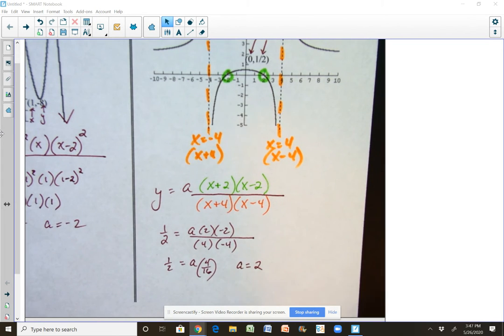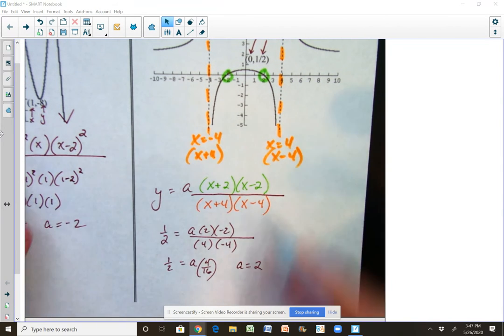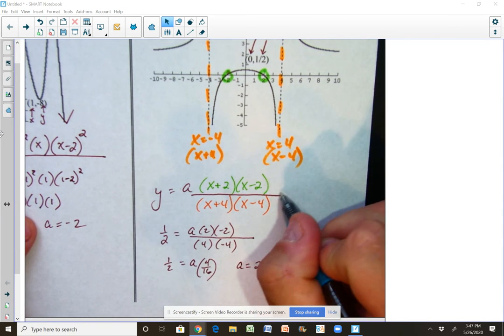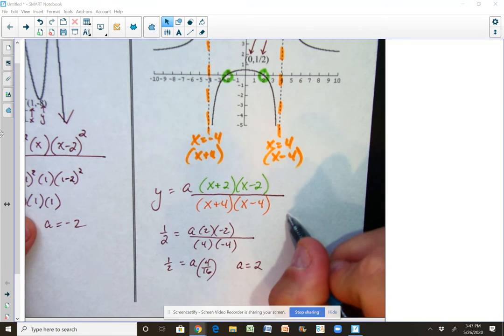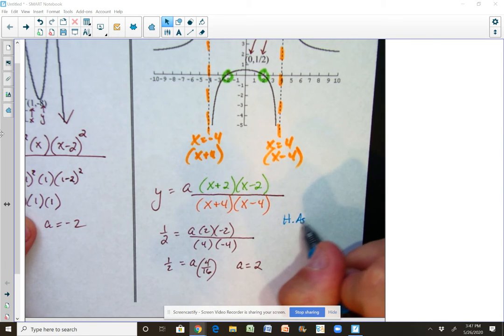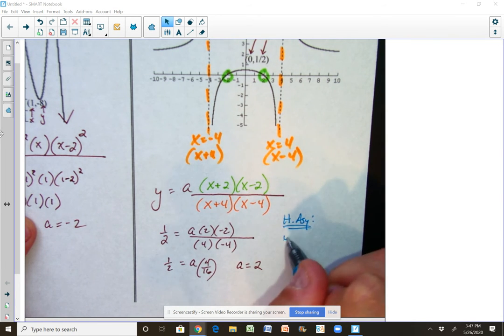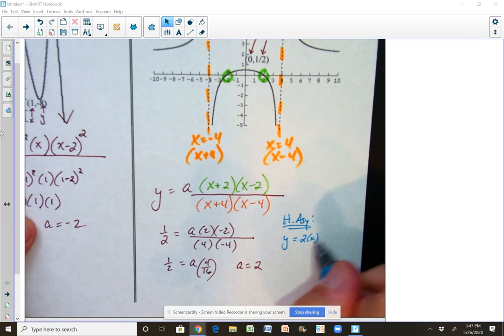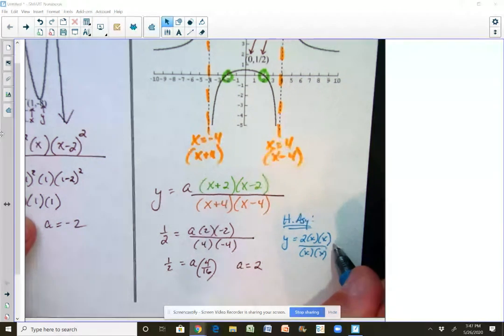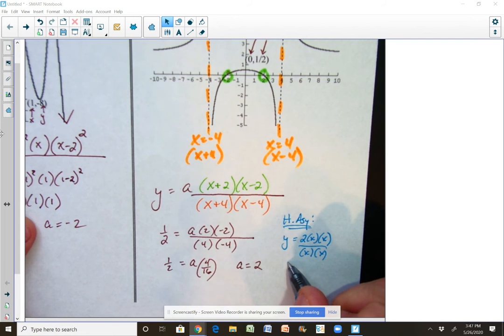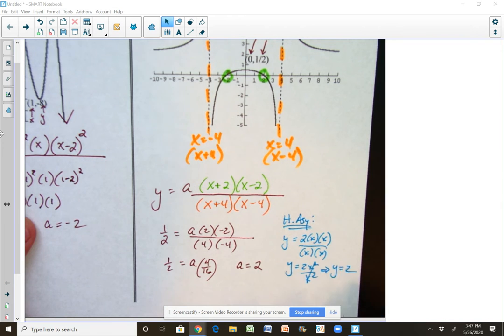Now, if you look at the leading terms for this, let's go back down to the bottom. The leading term, I'll use that blue pen for horizontal asymptotes. If I plug in a 2 right here, my leading term for the horizontal asymptote turns out to be y equals 2 times x over x times x. Or in other words, it turns out to be y equals 2x squared over x squared. So therefore, y equals 2 is what my horizontal asymptote would be based on the coefficient a being 2.